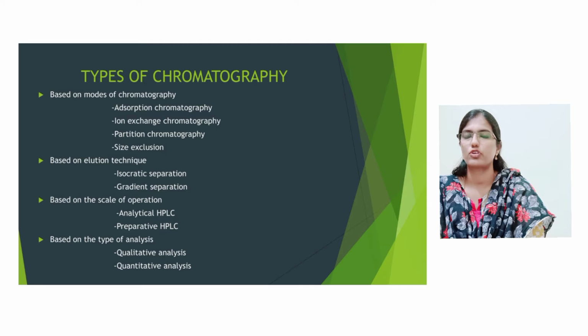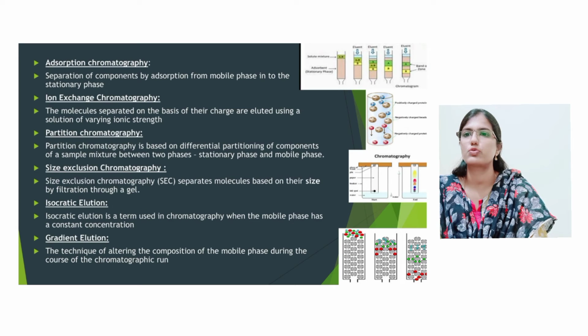Next one is types of chromatography. The classification and types of chromatography are discussed here. The first one is based on modes of chromatography, that is adsorption chromatography, ion exchange chromatography, partition chromatography and size exclusion chromatography. Based on elution technique, isocratic separation, gradient separation. Based on the scale of operation, analytical HPLC, preparative HPLC. Based on the type of analysis, qualitative analysis as well as quantitative analysis.